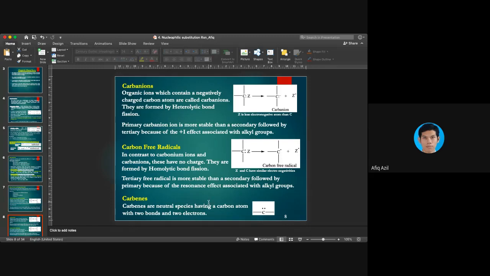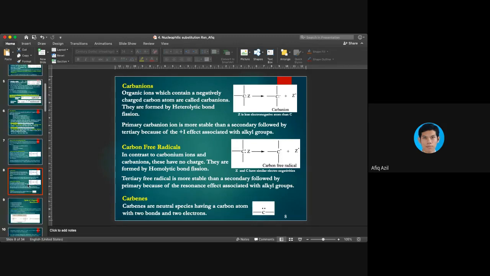Then the last one is carbene. Carbenes are neutral species having a carbon atom, so you still have carbon with only 2 bonds and also 2 electrons to it. Even though it has 2 electrons, it is still not considered as negatively charged. So this is still neutral. The carbon is still neutral.